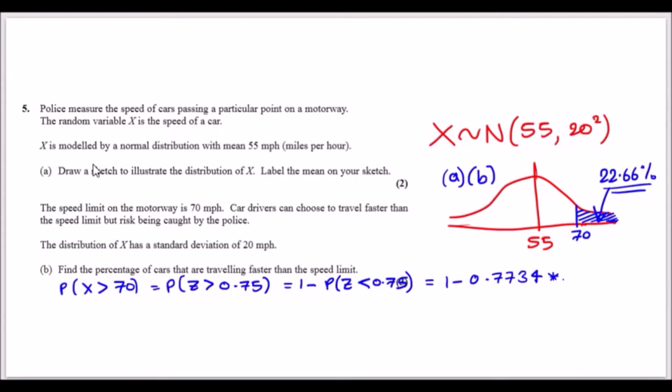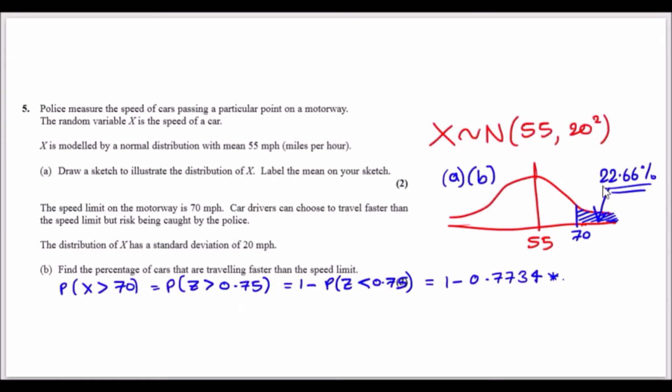Now, let's start A. So firstly, draw a sketch to illustrate the distribution of x. Label the mean on your sketch. So first things first, this is just a standard normal distribution, so get your bell curve out. So draw a nice simple bell curve and then draw a line cutting through the center, and that will be your mean 55. And that's it, you're done.